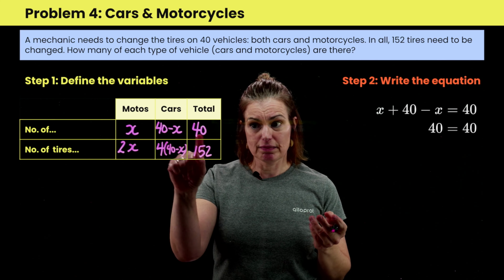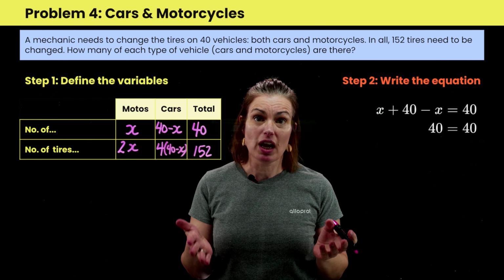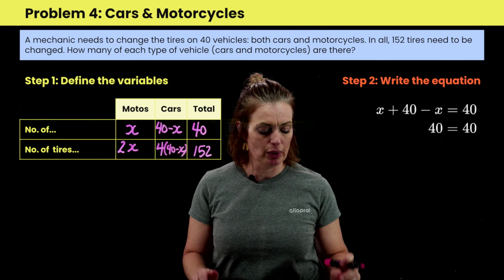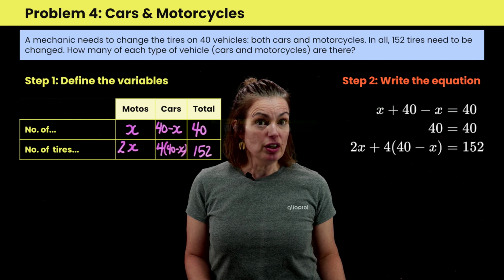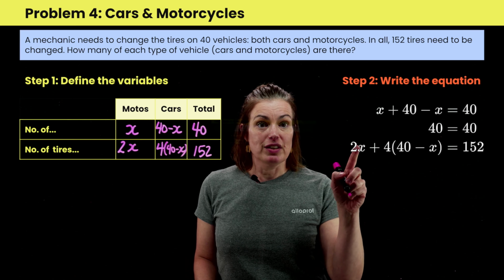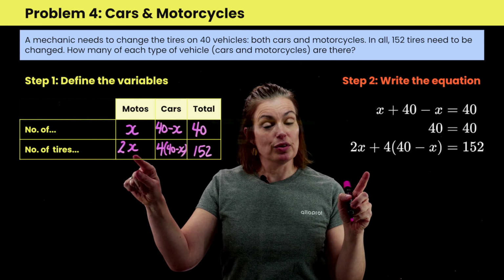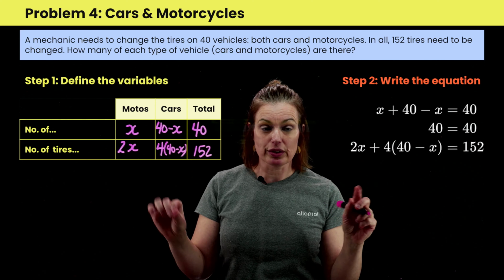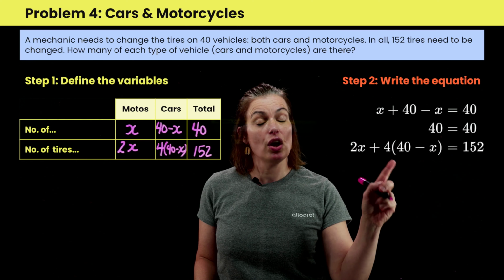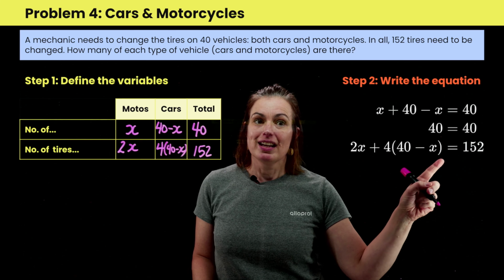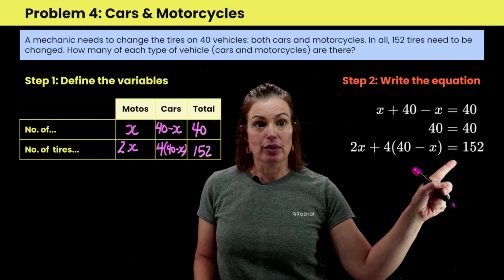And my total number of tires will still remain 152. Now, if I take a look at that in terms of what that gives me as an equation, you can see that here I've taken the statement that represents the number of tires on motorcycles, and I've added that to the statement that tells me the number of tires on cars, and set it equal to the total number of tires.